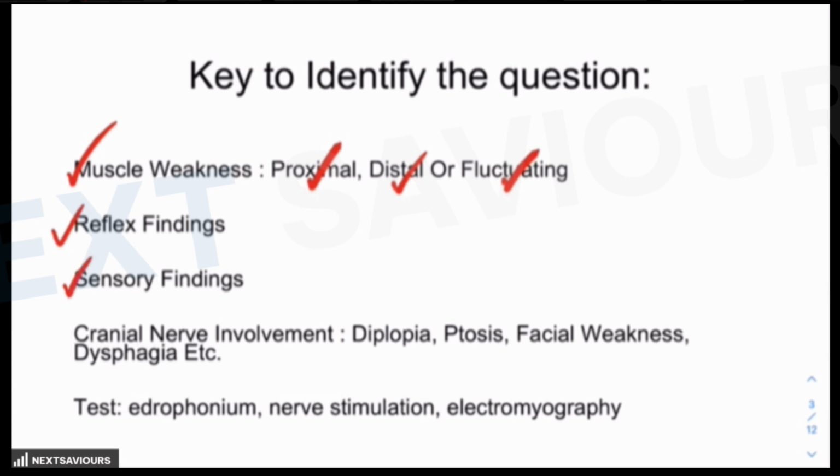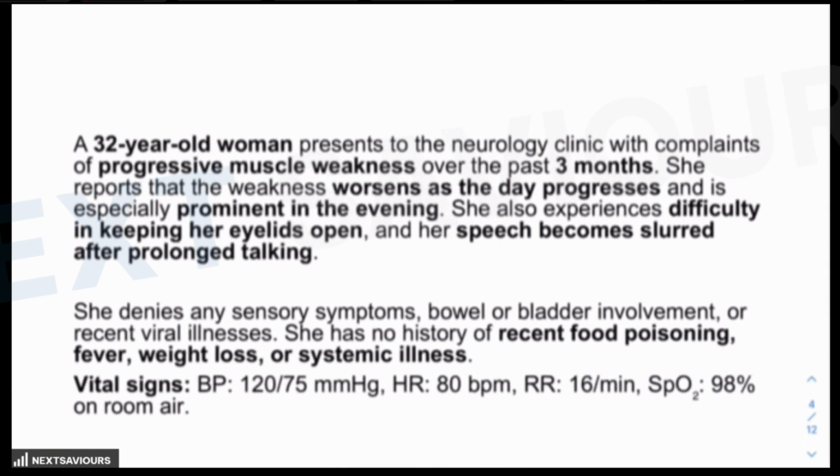Then sensory findings, meaning no sensory abnormalities or sensory loss. Most importantly, cranial nerve involvement in the form of diplopia, ptosis, facial weakness, dysphagia, and so on. And finally, for the conclusion of the diagnosis, they provide in the question either the edrophonium test, nerve stimulation, or electromyography. Once you see all these findings in the question, then probably the question is asked from a neuromuscular disorder. So let's see the question first.